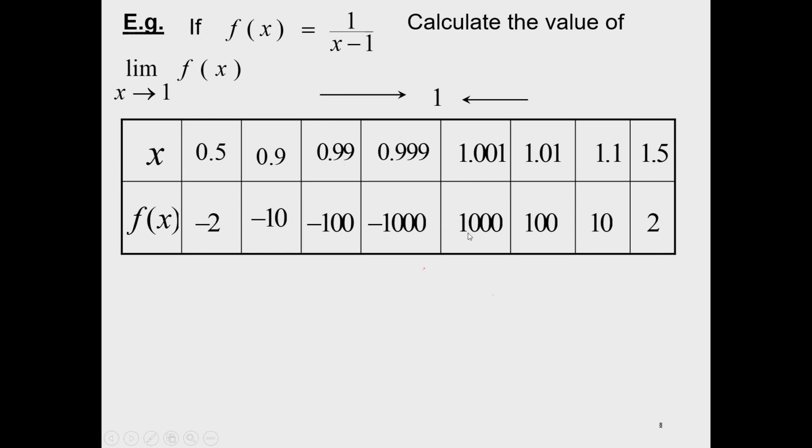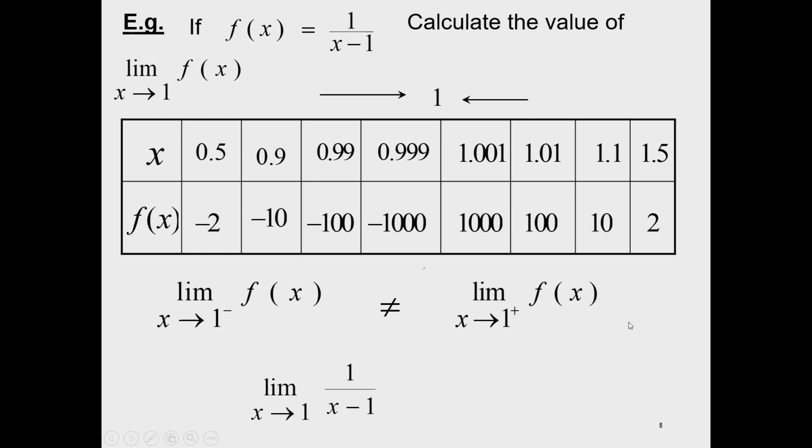So as we can see that from the left hand side we are going very far, we are not coming to a common value. So we will conclude here that the limit as x approaches 1 from the negative side of this function f of x is not equal to the limit as x approaches 1 from the positive side of f of x.